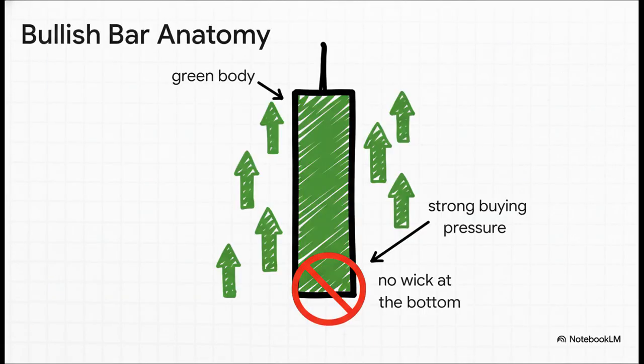So here's what you're looking for. It's going to have a green or white body and a wick sticking out the top. But listen up, this is the most important part. There is no wick at the bottom. None. When you see that, it's screaming at you that the buyers are totally in control.